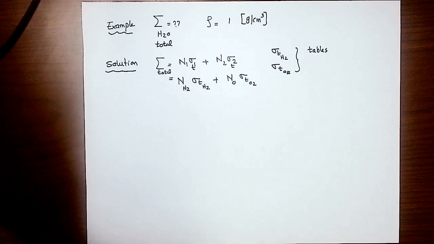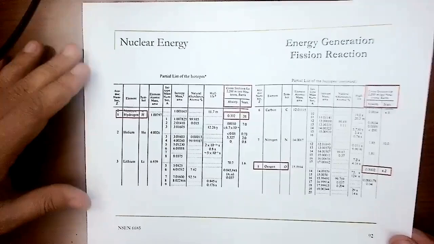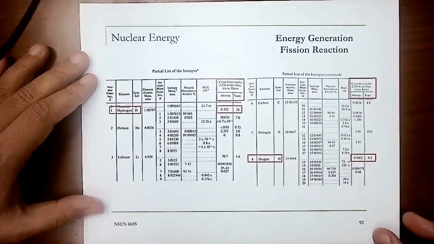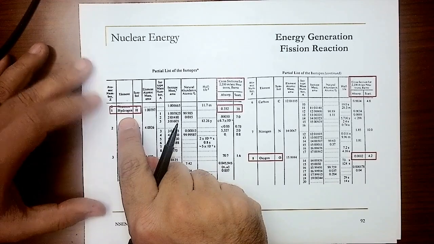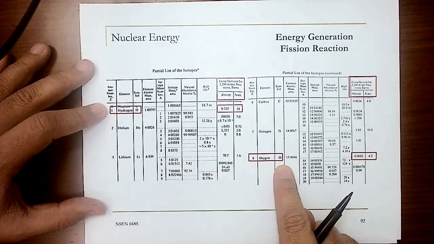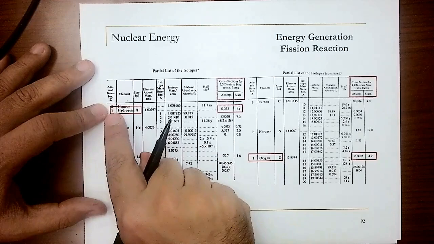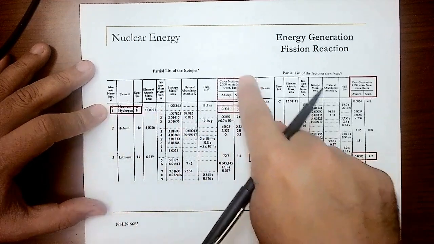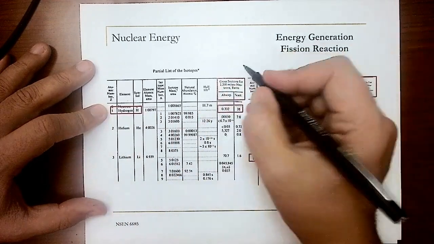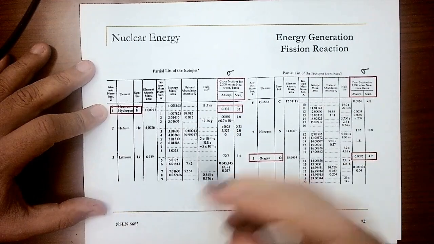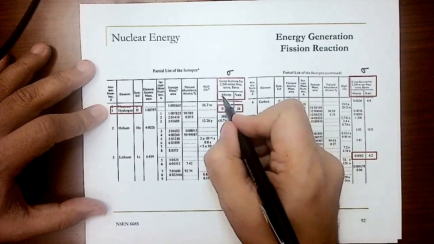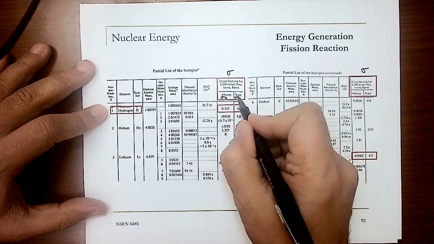Let me get my table copy here. So that's the table that we're going to look through. You will find that, for example, this is hydrogen here and this is oxygen here. If you look into hydrogen, you will come to the last column here. This is the cross section, this is sigma small. And you will find that this is sigma absorption and this is sigma scattering.